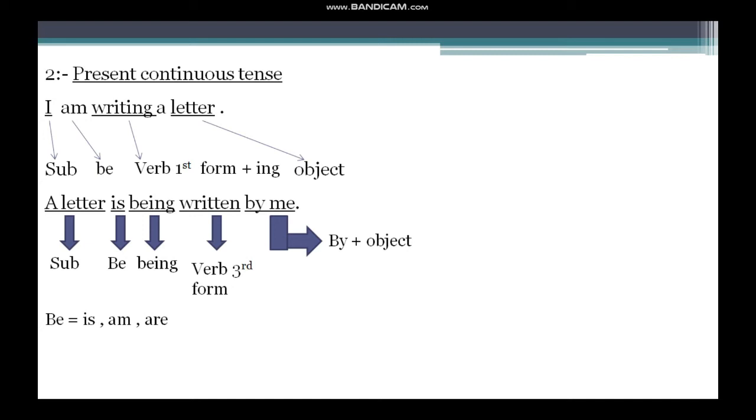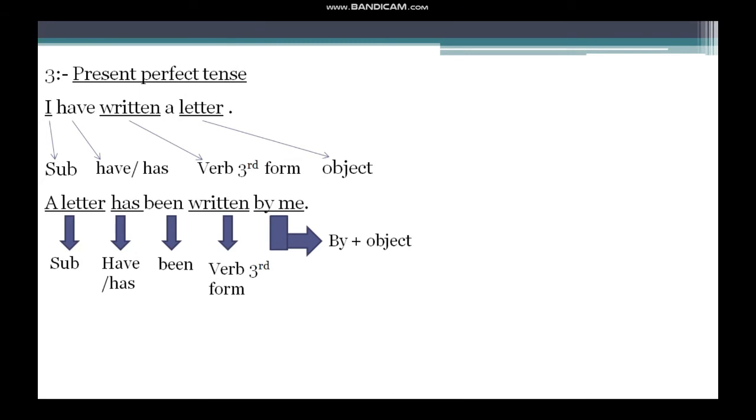In this, a letter is a singular subject, so I have used the be form of verb, that is, is, and after that being will be used, because according to the rule the tense remains the same either in active voice or in passive voice. The sentence is in present continuous tense, so that will be in present continuous tense. So I have used being for the ing form of the verb. Then according to the next rule, passive voice always uses verb third form. So after being I have used written, and then by, then the subject will be the object, so I will be me at the object place.